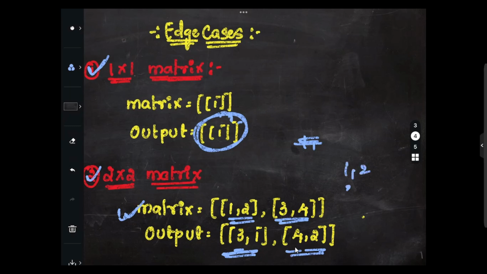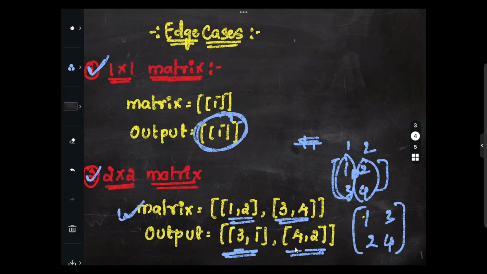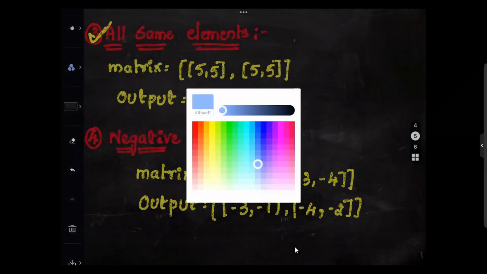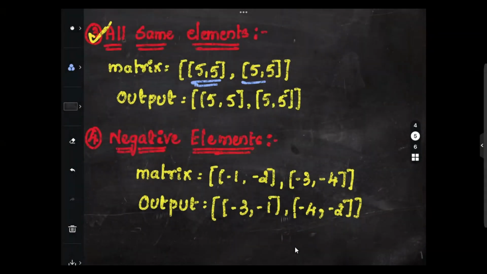So let me show here 1 comma 2 and 3 comma 4 we have, right? So first what we will do, transpose. We will consider the first row and first column and second column. What we got here, 1 3 and this one 2 4. After transposing we will reverse this one. When we reverse this one, what we get, 3 1 and 4 2. So this is the output basically, 3 1 and 4 2. I have shown this one. This is fine. Let's move on with the third edge case here. In this case, matrix we have here is 5 5.